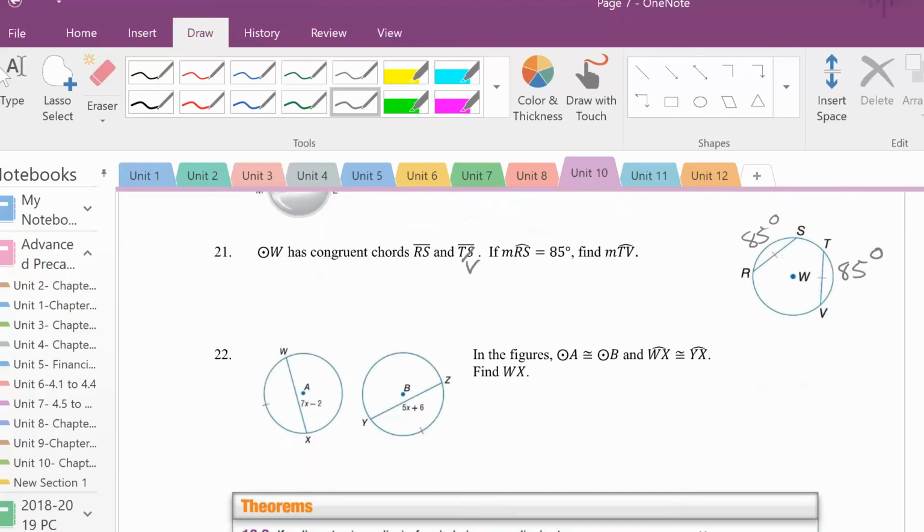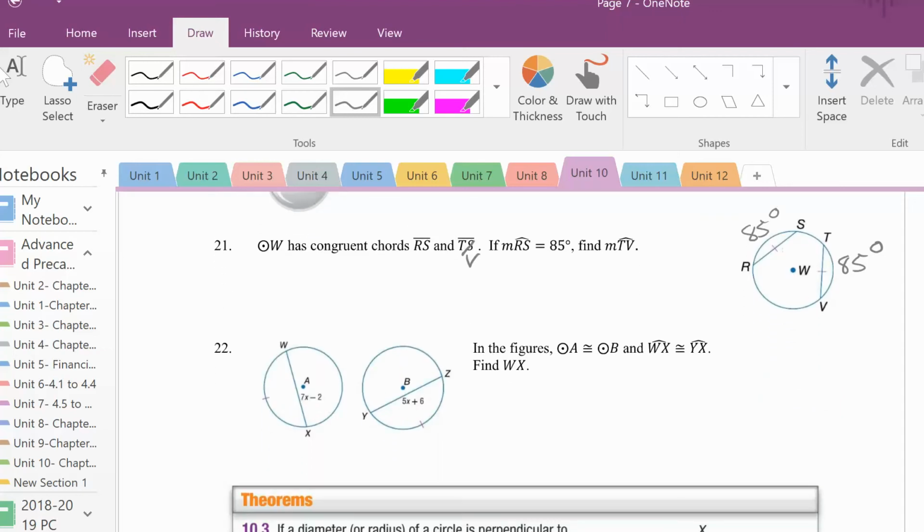So for number 22, in the figures, circle A is congruent to circle B, meaning those circles are the same. So that means arc WX is congruent to arc YZ, and it says find WX. Well, if WX and YZ are the same, that means 7x minus 2 is equal to 5x plus 6.